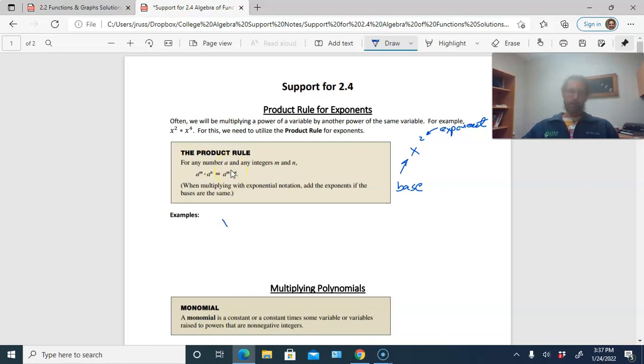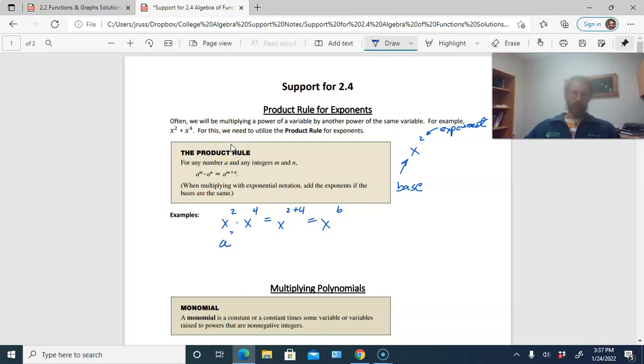So, that example we were considering, x to the second times x to the fourth, since the bases of each of these expressions are the same, you just carry over that base and you add those exponents, and that becomes your new exponent. So that becomes x to the sixth. So that's essentially what the product rule says. I'll give us a couple other examples.